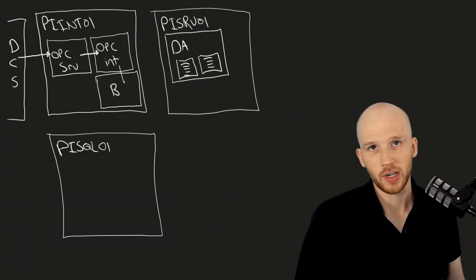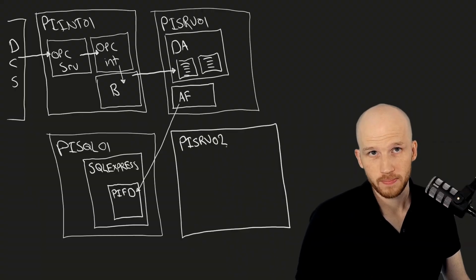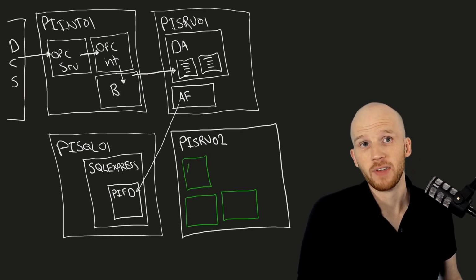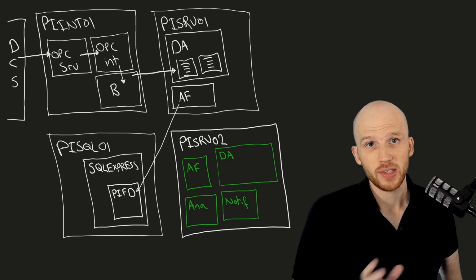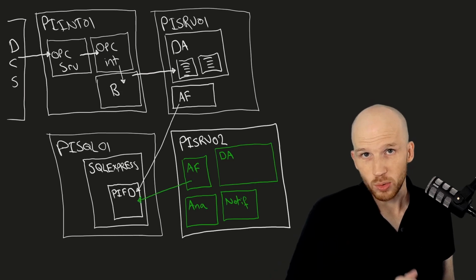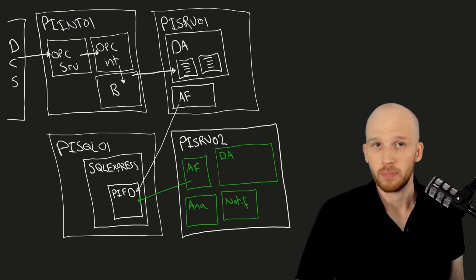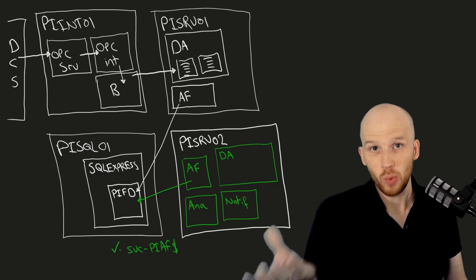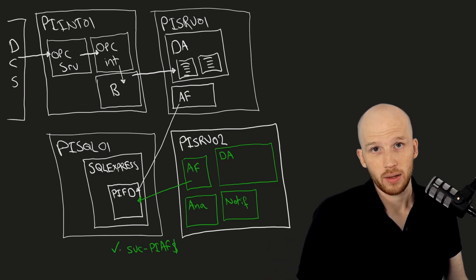We're going to set up a secondary data archive and AF server. First, we'll run the PyServer install kit on PySRV02 and make sure we point Asset Framework at the SQL database we just set up on PySQL01. Because we're running it under the same service account as the AF service on PySRV01, it should work right away.